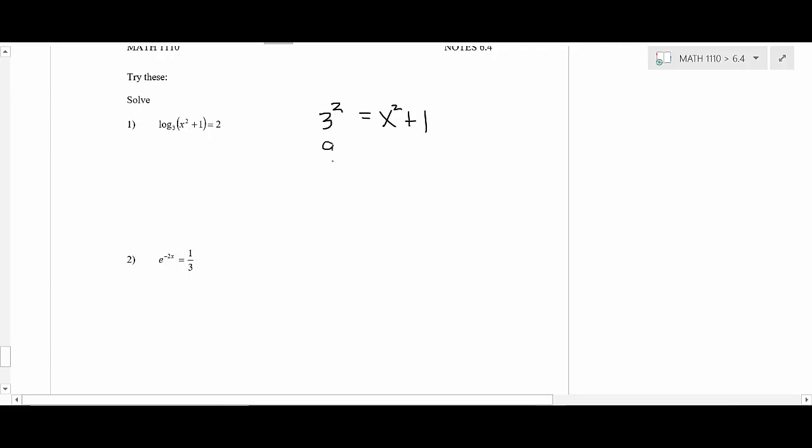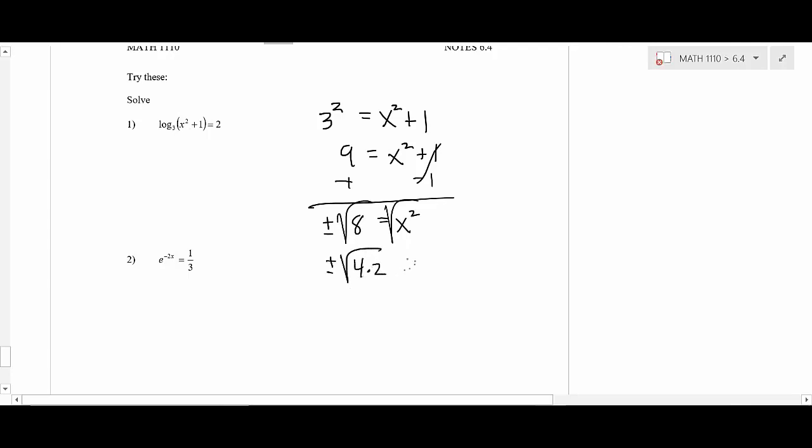Square that. That's 9. So that's going to be 9 is equal to x squared plus 1. Subtract 1 from both sides. So that's going to give 8 is equal to x squared. Then I can take the square root of both sides, and you do have to have the plus or minus there. And then you can break that up into 4 times 2, like we learned earlier in the semester. So that would be plus or minus 2 root 2 is equal to x.